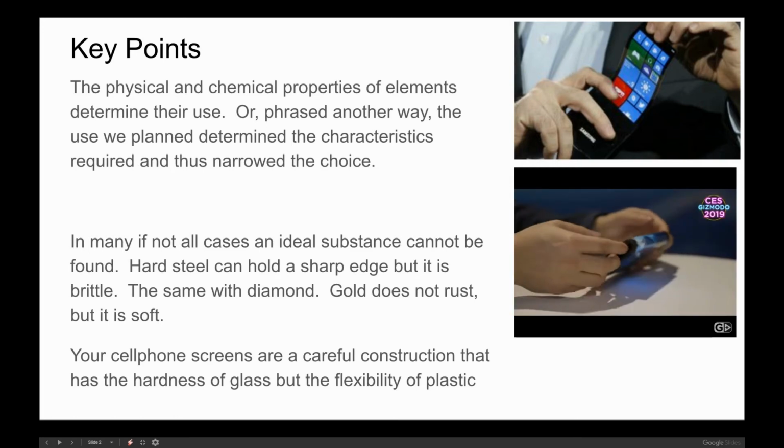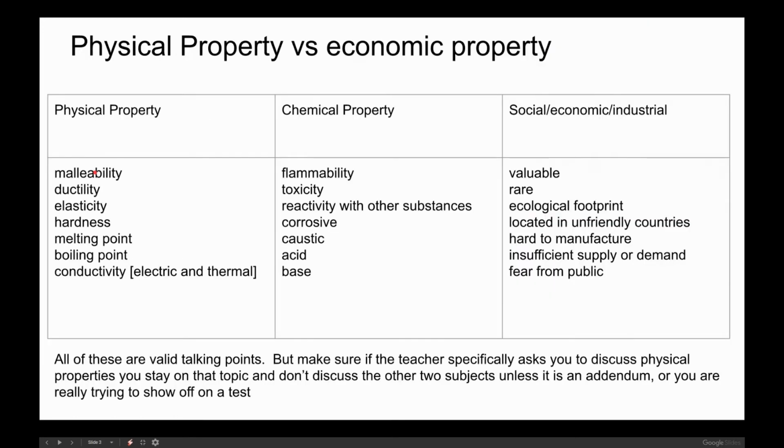What are the drawbacks when we use a substance? This is the part that makes me feel kind of bad as a teacher. When we ask a kid to give me a physical property of gold that makes it difficult to work with, they'll say price, except I said physical property. And so here's the problem. When I say physical property, I want you to choose between malleability, ductility, elasticity, hardness, melting point, boiling point, conductivity, density. Okay?